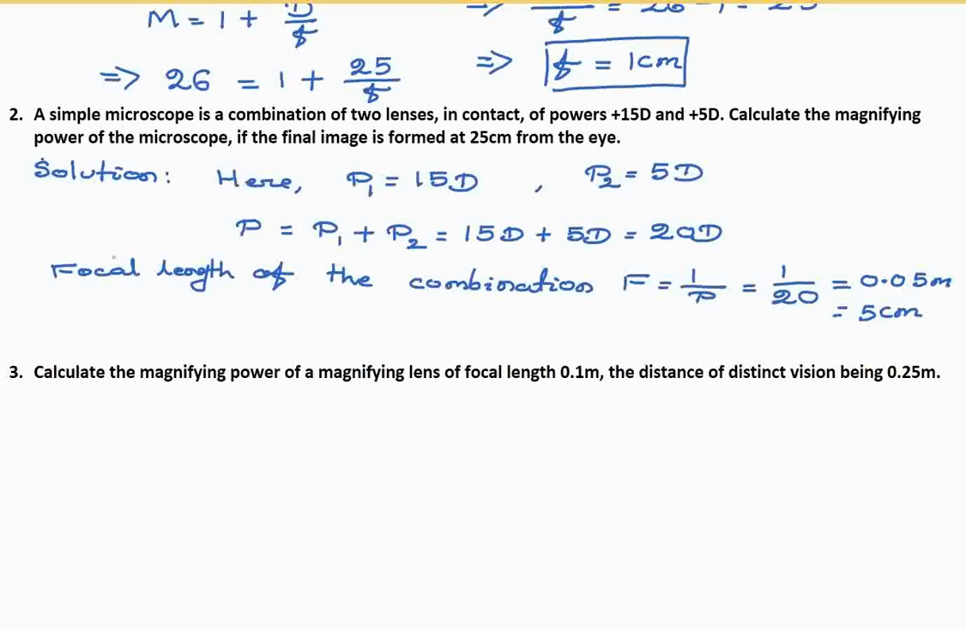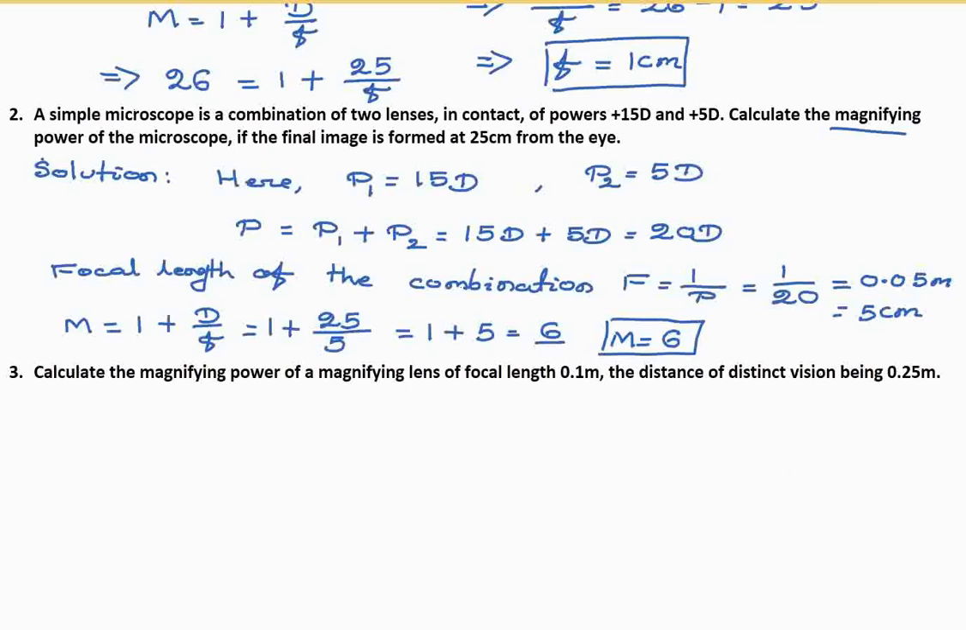Now question is about the magnifying power of the microscope. We know the formula of the magnifying power. M is equal to 1 plus D divided by F. So 1 plus, here D is the distance of distinct vision, so 25 divided by 5. So this is equal to 1 plus 5. So this is equal to 6. So this one is the answer. So magnifying power of the simple microscope will be 6.